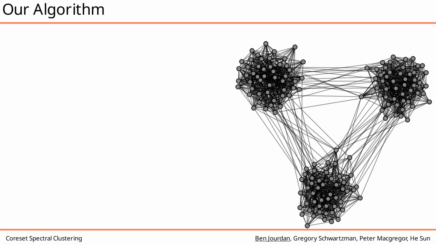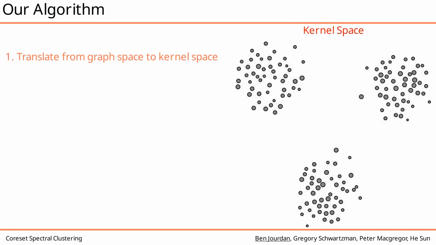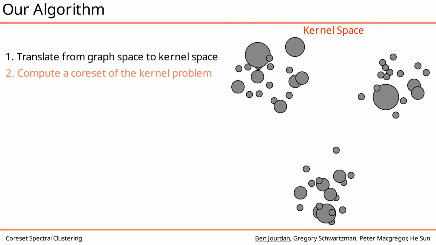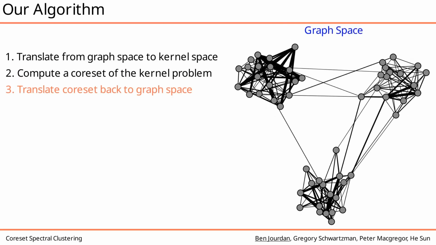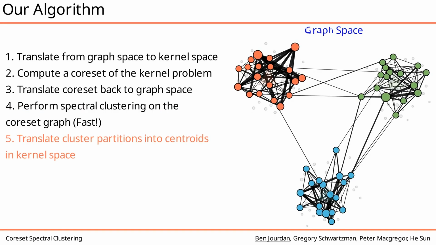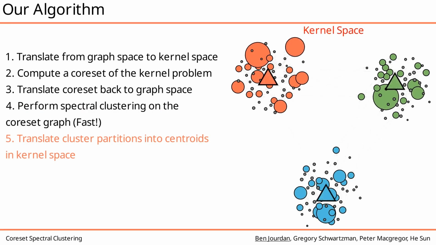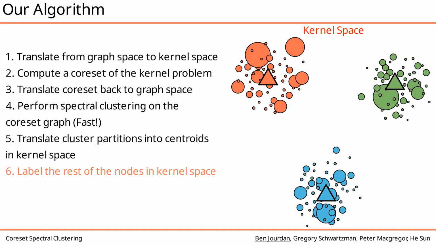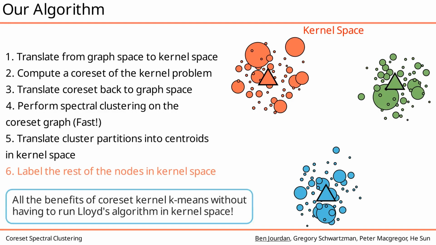This connection gives us a very natural way of applying coresets for spectral clustering. Start by translating the input graph to kernel space using the equivalence. Then we compute a coreset of the kernel problem. Then translate this coreset back into graph space. There we can perform spectral clustering on the coreset graph. This is very fast because the coreset can be tiny. Then we translate the cluster partition in graph space into centroids in kernel space. Finally, we label the rest of the nodes in kernel space. Because we run spectral clustering only on the coreset graph, we get all the benefits of coreset kernel k-means without having to run Lloyd's algorithm in kernel space.